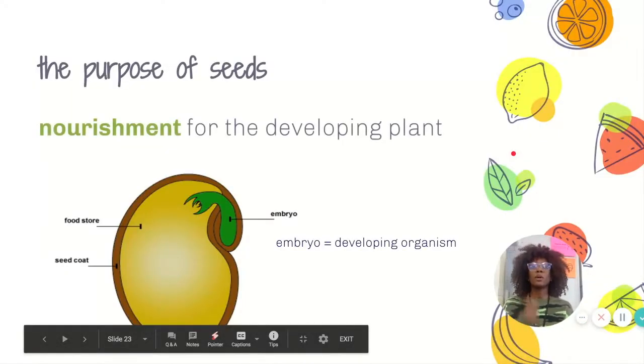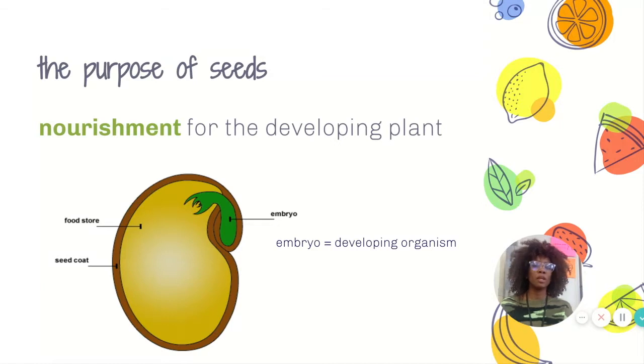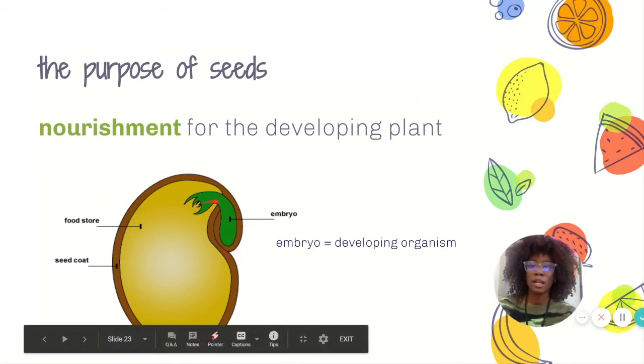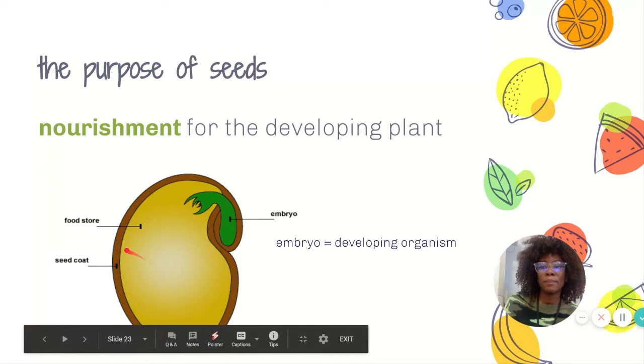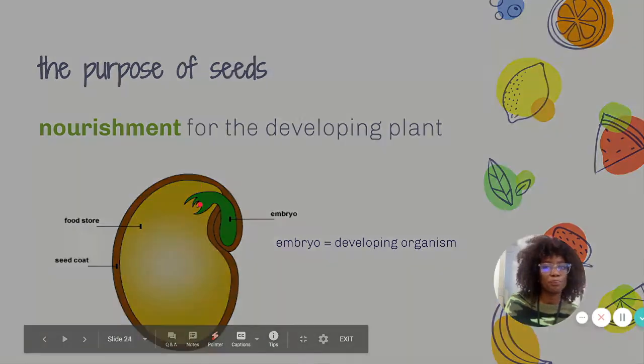So seeds. The purpose of seeds, if you did not know this already, is actually going to be nourishment for the developing plant. Okay, so this is the whole seed, and inside of it is the plant embryo. If you did not know what embryo is, an embryo is a developing organism. Human embryos are called fetuses, right? But just the general term for it is embryo. Okay, and there's food inside of it, and of course there's a seed coat that protects the embryo.